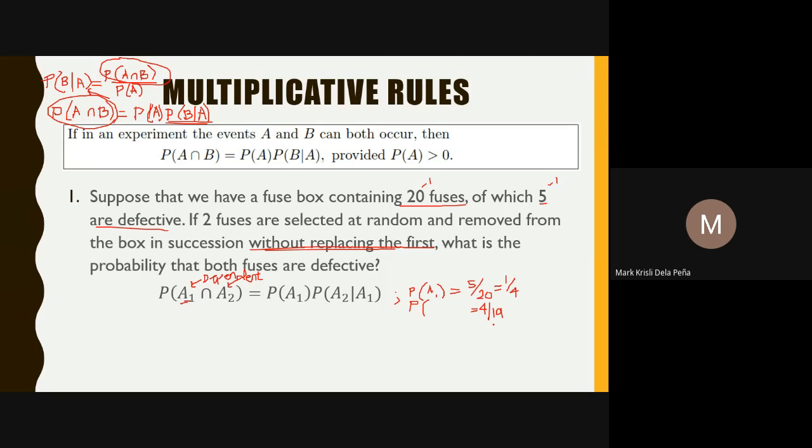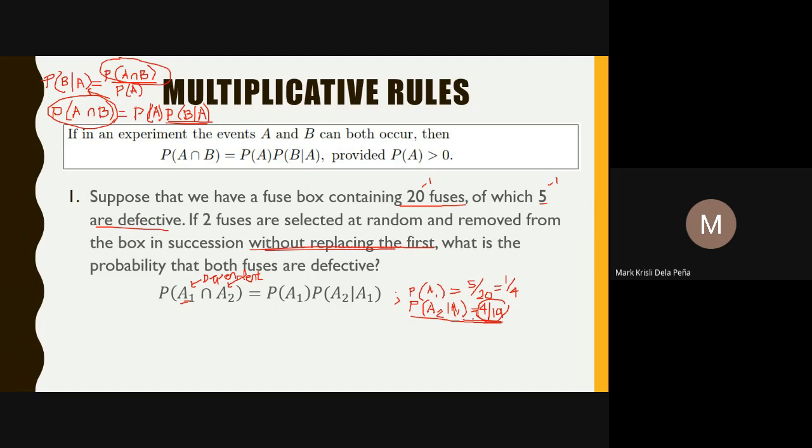No. That is because the probability of A sub 1 and the probability of A sub 2 are all 1 over 4. However, in this case, since we did not replace the fuse when we got the first one, this will become the probability of A sub 2 given that A sub 1 had occurred, given that we already got one fuse. So that is why this 4 over 19 is actually the probability of A sub 2 given A sub 1.